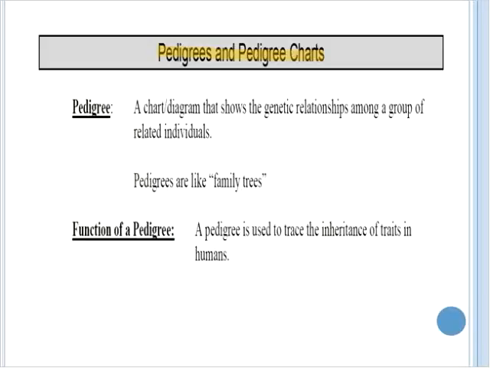Simply put, a pedigree is a chart or a diagram that shows the genetic relationships among a group of related individuals. In short, pedigrees are like family trees. The function of a pedigree is that it allows us to trace the inheritance of traits in humans across generations.